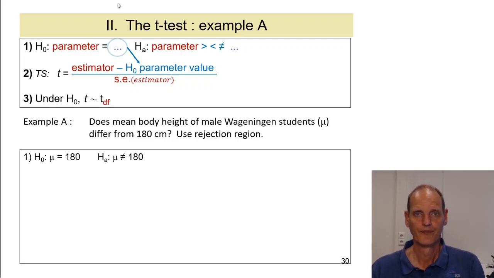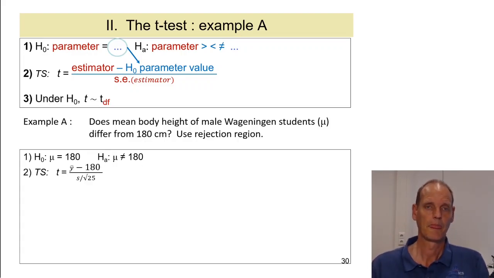Step 1, null hypothesis. The parameter in our case was the mean body height of male Wageningen students, mu. So we get here, mu is 180. The alternative hypothesis, mu is not equal to 180. Yeah, it differs from 180.